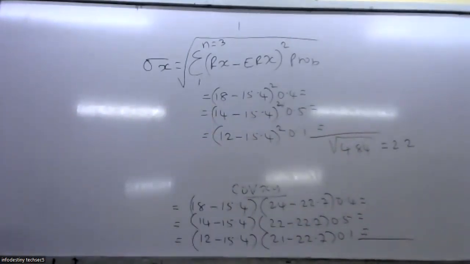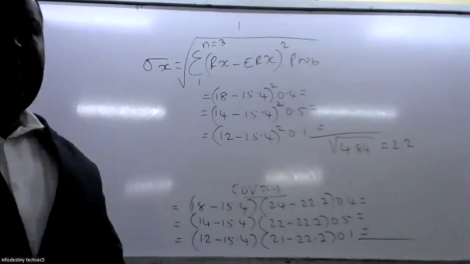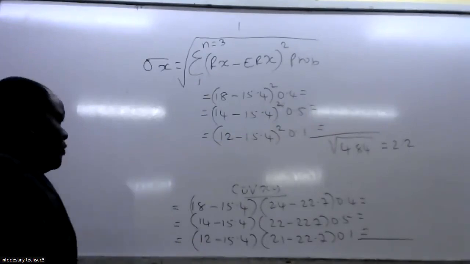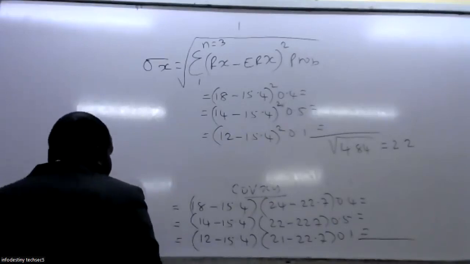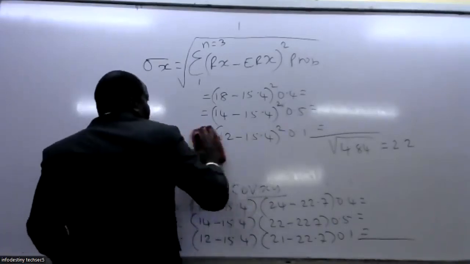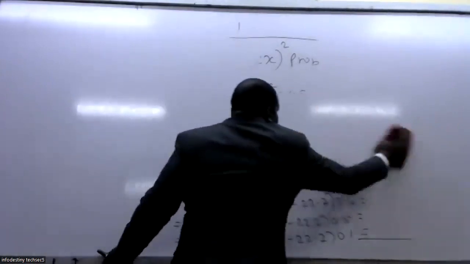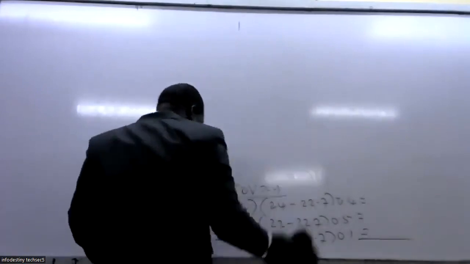So we are able to give you 2.2. That is now the standard deviation for x. So we also compute the standard deviation for y. We shall also be required to calculate the standard deviation for y.